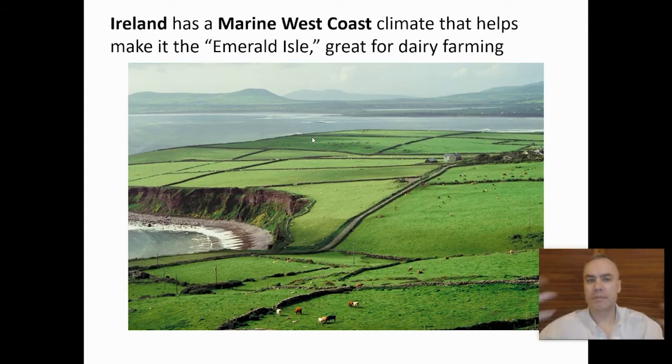Ireland's nickname is the Emerald Isle. And that's because its marine west coast climate keeps it very wet. It allows for a lot of green vegetation to grow. They say the cows in Ireland eat more grass than any other cows in the world. You can find grass-fed Irish butter, for example, in supermarkets in the United States.